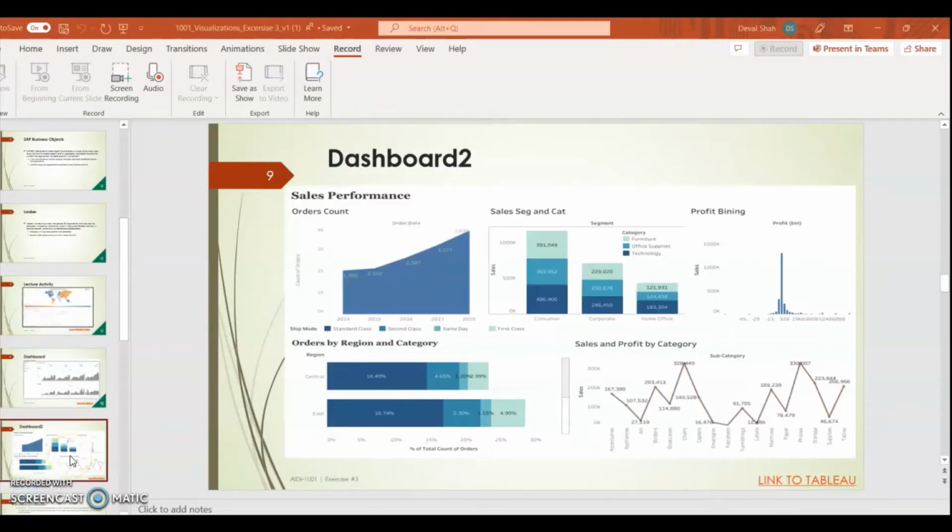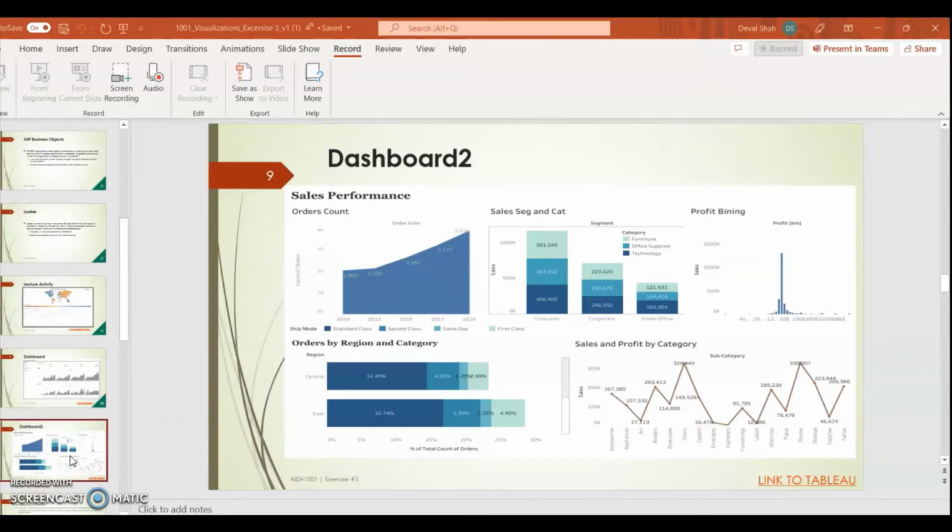Second dashboard is a sales performance. If we take a look at the first visual, we can see that the orders were counted in increasing manner from 2014 to 2018. And in year 2018, it was approximately 3,836 orders.